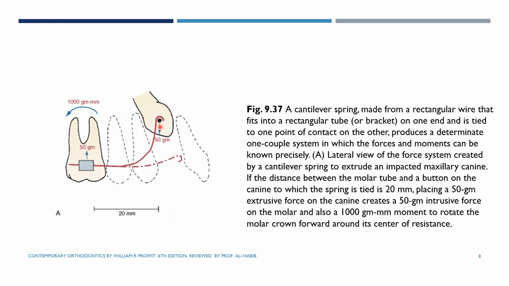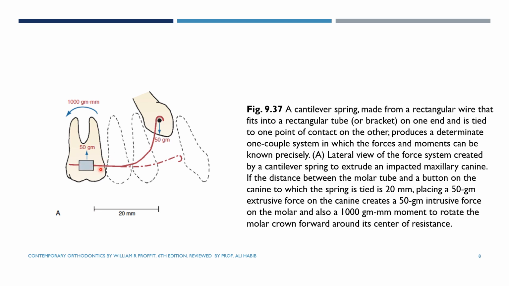The canine extrusion spring, or cantilever spring, is similar to the previous example that I mentioned. It's a wire made of, for example, rectangular TMA wire. The best way is to use TMA wire. Why? Because TMA is the best wire to act as a spring. It has a long range of activation over a longer period of time.